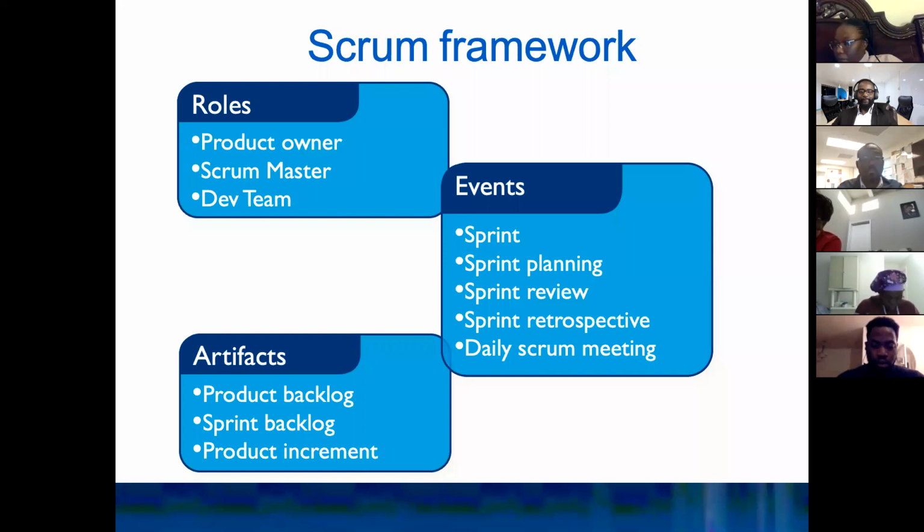Yes, I'm here. I can't really explain what the difference is between events, and for me, I think the events are much more like the ceremonies as well.